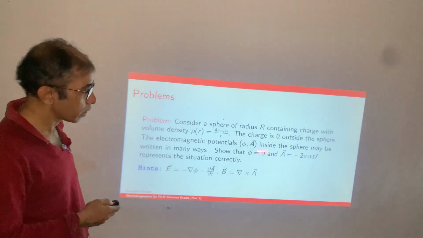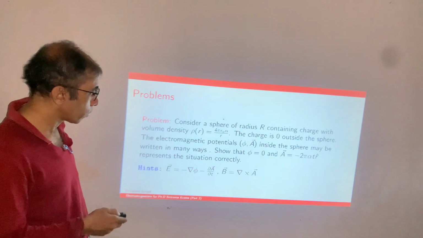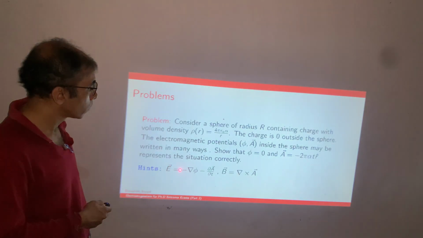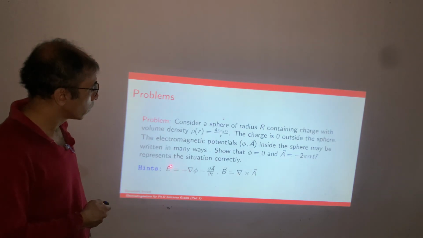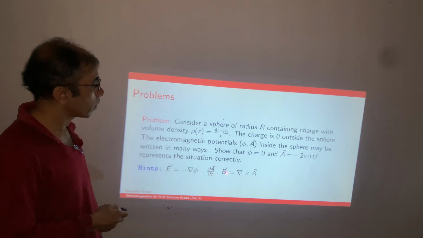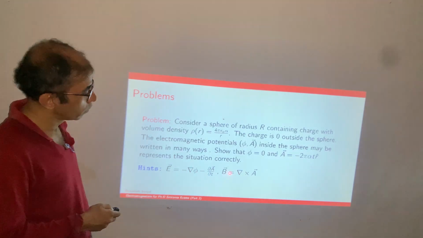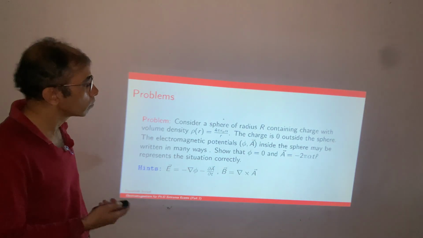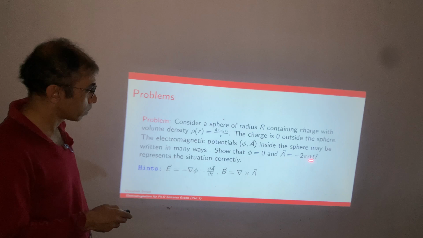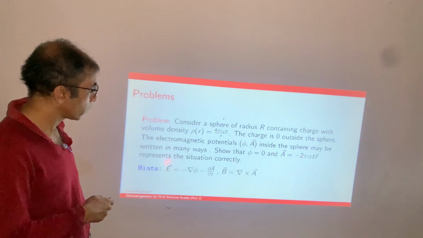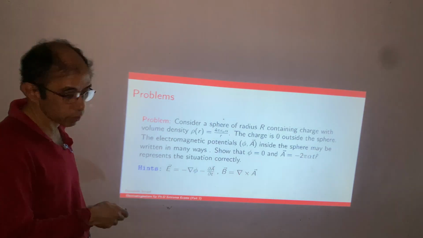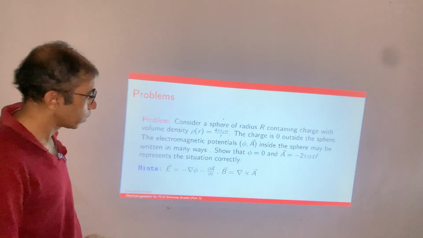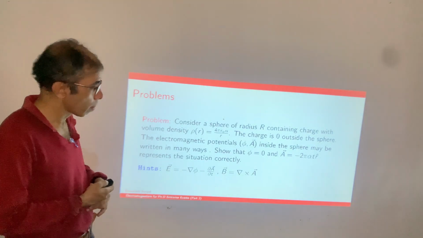So check, what you have to do? Electric field we know. The electric field is minus grad phi minus del A by del t, and B is equal to curl of A. So you know E now. Check whether this satisfies the value of E, and B is trivially satisfied. That's what you have to check.